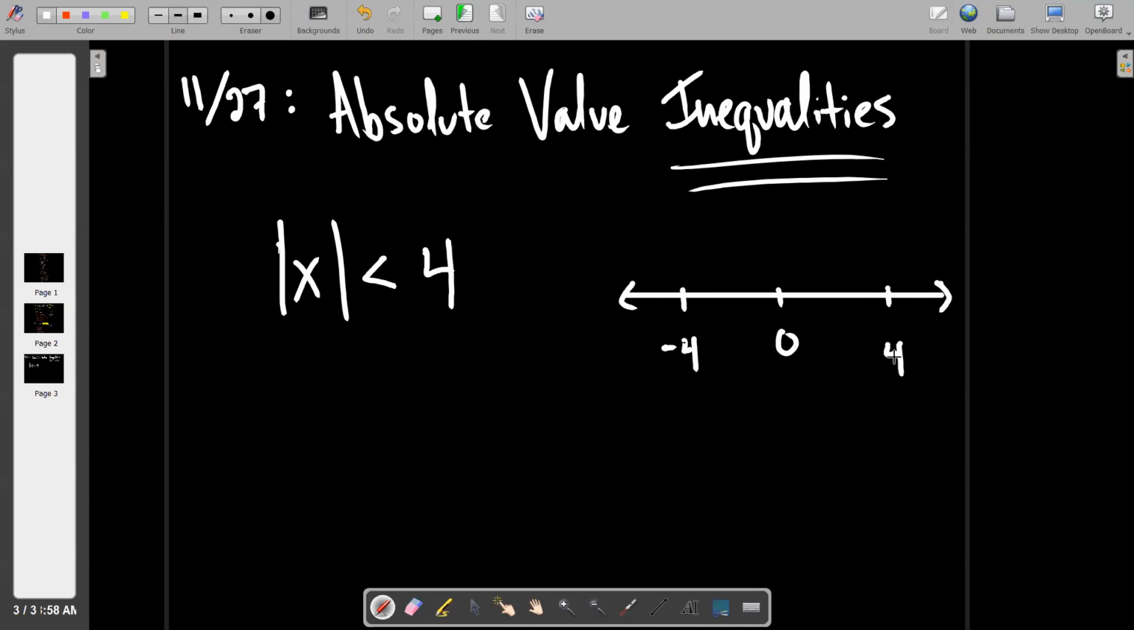If I think about the description, the problem, the inequality that says x can be anything whose absolute value is less than 4, I can start peppering my number line with dots and just ask you, does that work? Does that work? Does that work? Does that work? That one? That one.